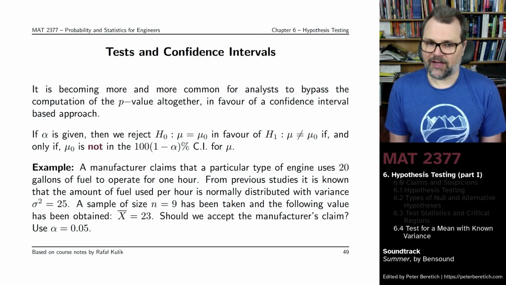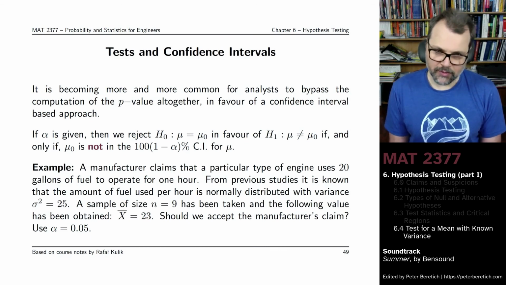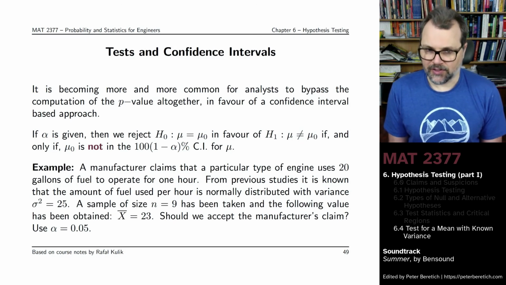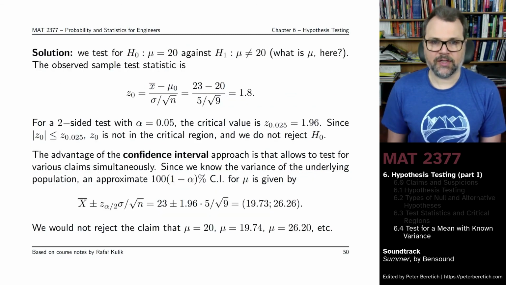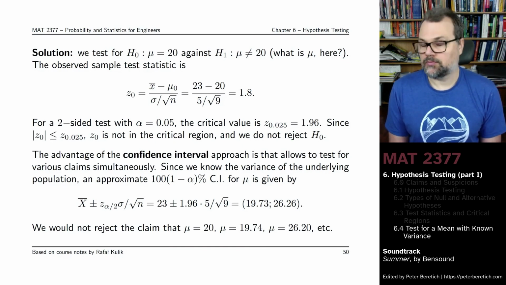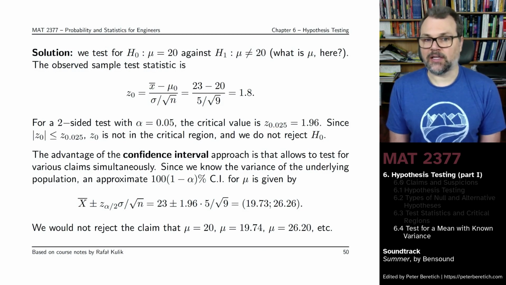Do you think the manufacturer's claim is reasonable? Is it likely to be true? Well, if the sample mean is 23, you would expect that some of them would be above 23 and some of them would be below 23. The question is, is the sample large enough? Is the standard deviation large enough to make us doubt the claim of the manufacturer? We'll use a significance level of 0.05, the 5%. So we're testing here for the null hypothesis that the true mean fuel consumption is 20 gallons against the alternative that it is not equal to 20.